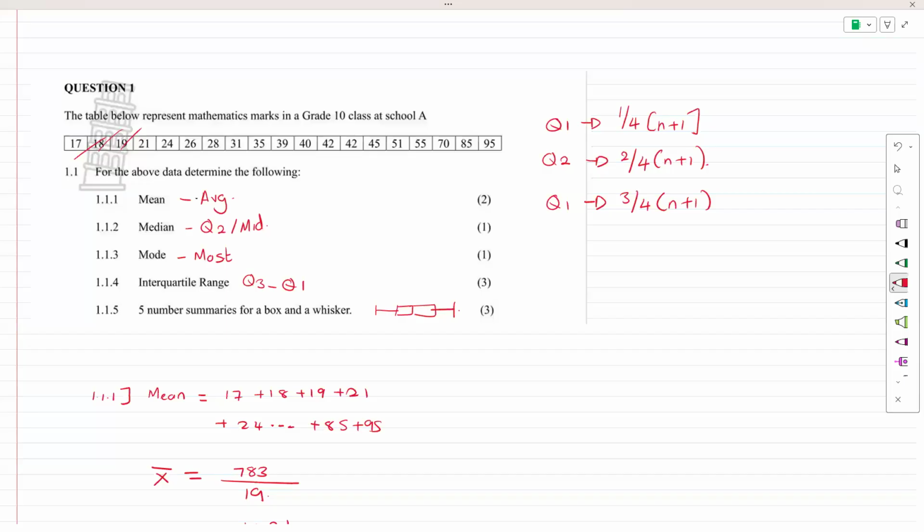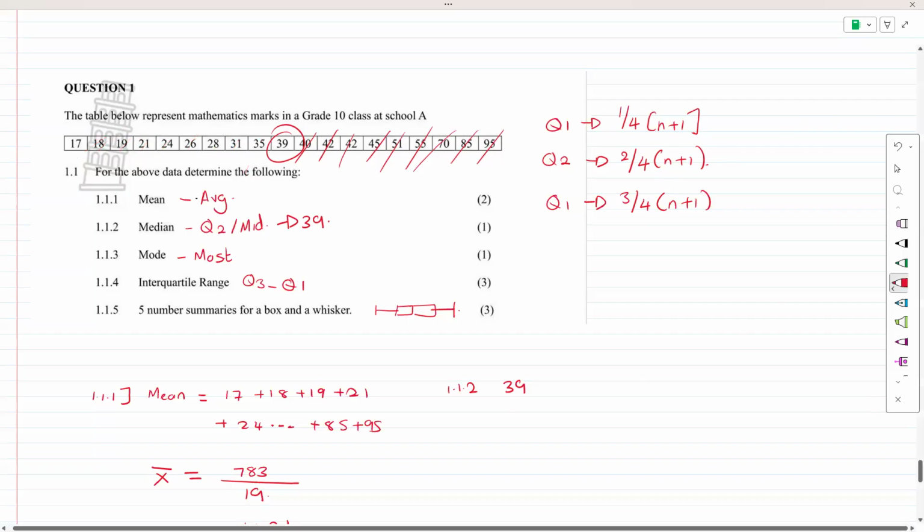1, 2, 3, 1, 2, 3. But if you find that easier, that's fine as well. It's whatever works for you. For me, I prefer formulas. I can see it's 39, but Q2 is the middle, right, which is 39. So 1.1.2 equals 39. It's the middle number, right?